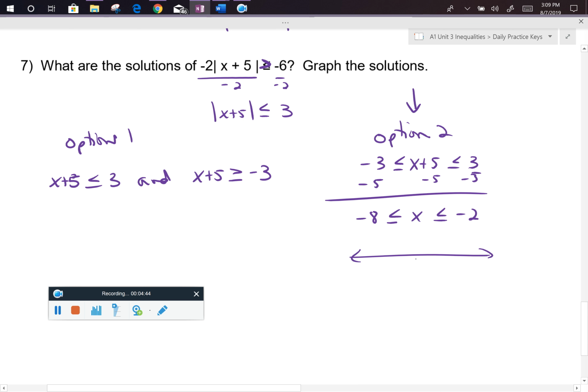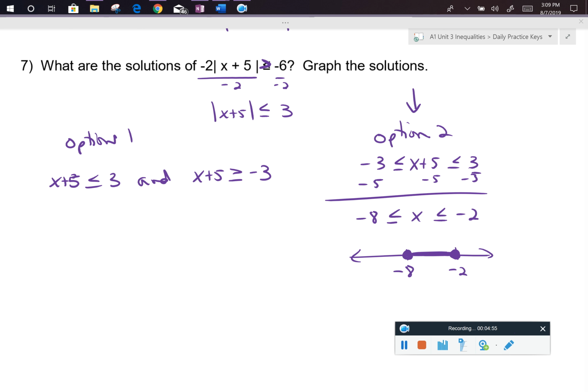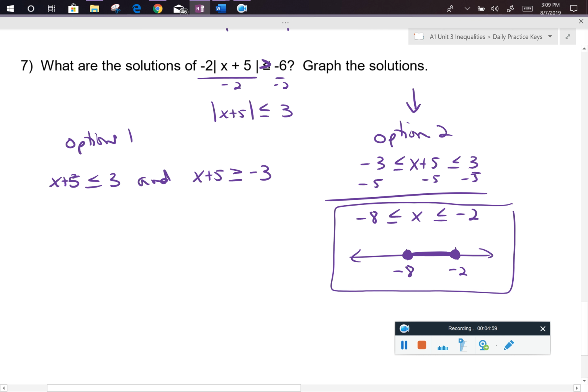When I go to make my graph, I can see that x should be between negative 8 and negative 2, and so I know I can shade in between. I would also be able to figure this out the other way if I had the two written out problems. I would subtract 5 on both of my inequalities. x is less than or equal to negative 2, and x is greater than or equal to negative 8.